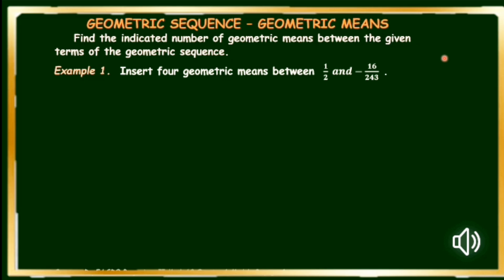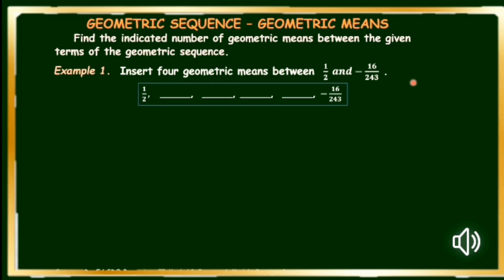Equations. Number 1, insert 4 geometric means between 1/2 and -16 over 243. This means to say that if we have 1/2 as the first term, then we are missing here 1, 2, 3, 4 terms, followed by -16 over 243. These 4 missing terms are what we call the geometric means. And what are these terms?